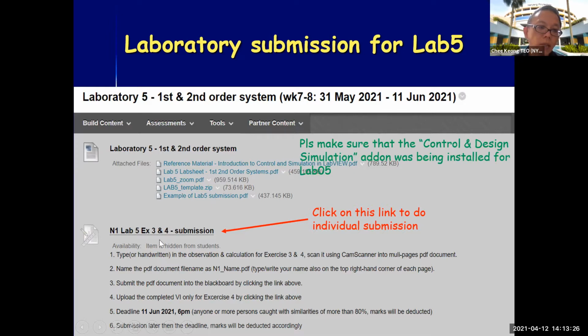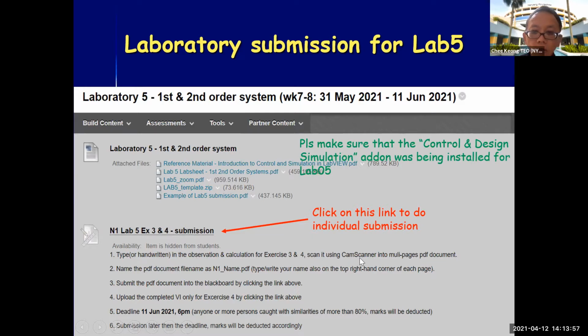As you can see, I need you to submit for N1, N2, N3 exercises 3 and 4. And actually, there is a total of 6 exercises: exercise 1, 2, 3, 4, 5, 6. Now, exercise 1, 2, you need not submit. Exercise 3, 4, you submit. And exercise 5, 6 is the one that I'm going to give you some example of what I expect of your submission. Again, this submission is pretty similar to the lab 4 submission.